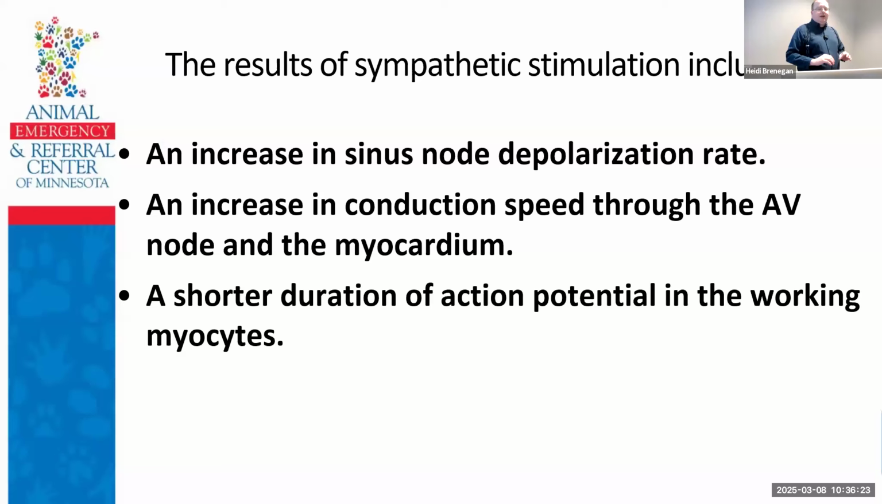The results of sympathetic stimulation include several things. It increases the sinus node depolarization rate, which is a fancy way of saying it makes the heart go faster. It also increases the conduction speed through the AV node, and it creates a shorter duration of action potential in the working myocytes, or the cells of the heart. So it not only increases the heart rate, it increases sort of every part of the heart activity so that the heart beats faster, it conducts faster, and can put more blood out in a shorter period of time.